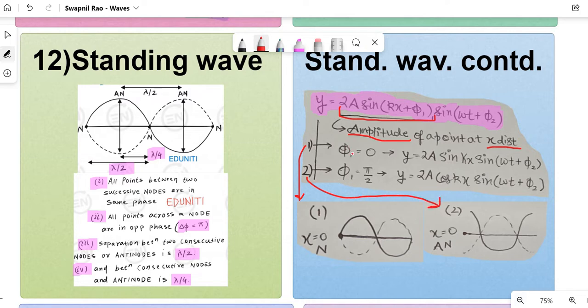So for case number 1, when phi 1 is equal to 0, basically when this is equal to 0, this will be the new equation. And when the equation is like this, as you can see, at x is equal to 0, it would be a node.